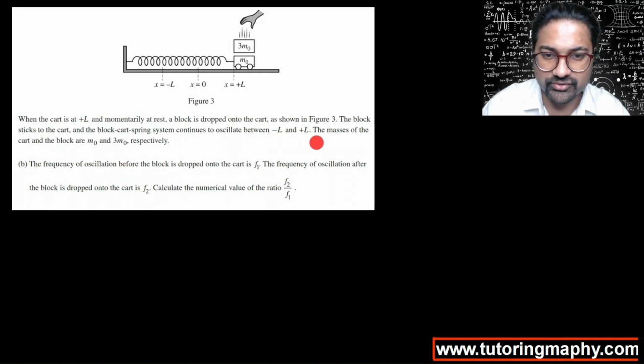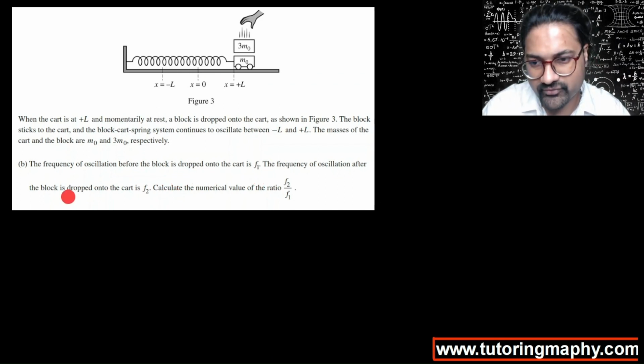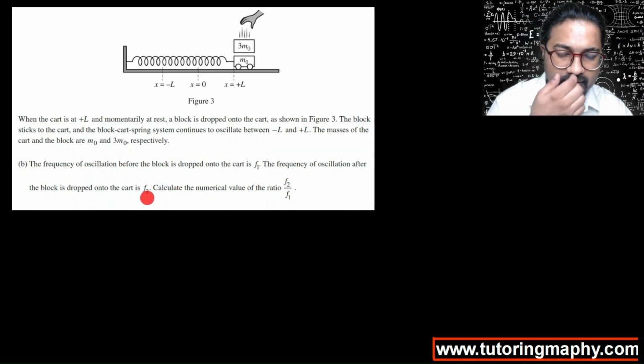So the amplitude doesn't change. The masses of the cart and the block are m0 and 3m0 respectively. That's fine, we can see it. If the frequency of oscillation before the block is dropped onto the cart is f1 and after it is dropped is f2, then what is the numerical value of the ratio of f2 over f1?